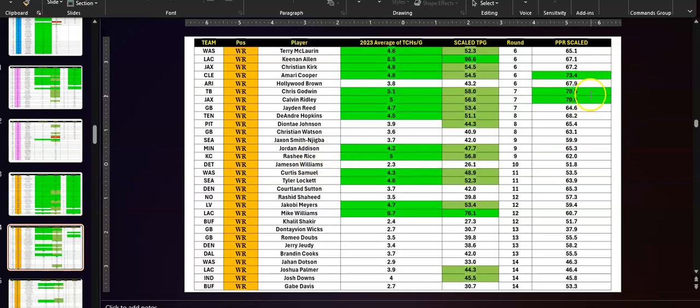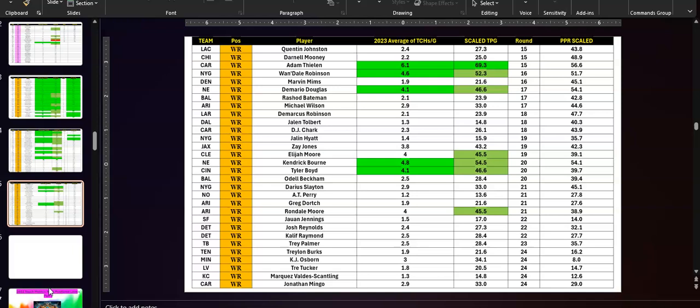And you can see what the pros think here versus the round. I like Thielen. Round 15 seems nice. Wan'Dale Robinson and DeMarco Douglas are intriguing. Moore, Bourne, and Boyd, nice in round 20. Rondale Moore, 21, he may be just a free square. Very intriguing people, folks. So this data slaps it in your face a little bit for you to figure out.